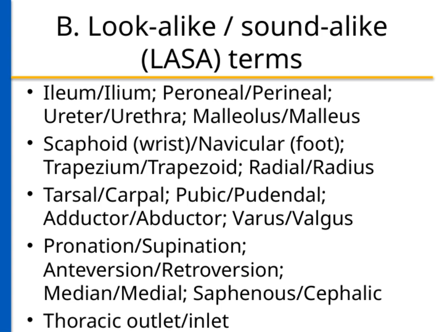Anteversion and retroversion, these describe forward and backward tilting of parts, like the pelvis or uterus. Next, median and medial. These are directional terms, with median referring to the middle line and medial meaning closer to that midline. Saphenous and cephalic, both are superficial veins in the limbs, but they are on different sides. The saphenous is medial, the cephalic is lateral. Finally, we have the thoracic outlet and inlet, key anatomical regions at the top and bottom of the thoracic cavity.